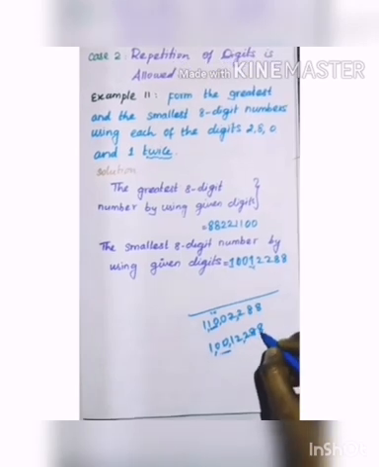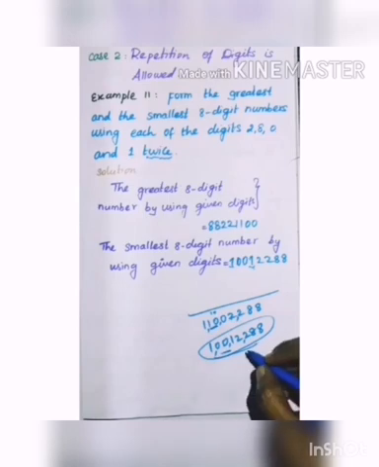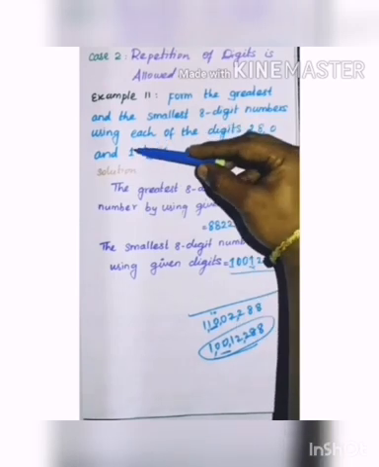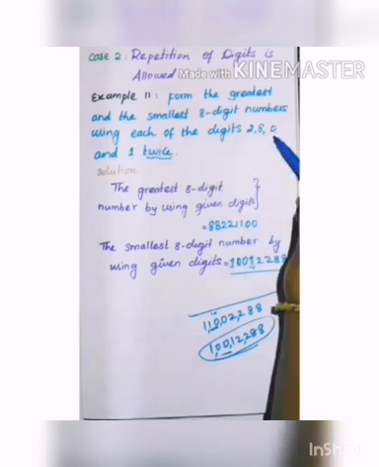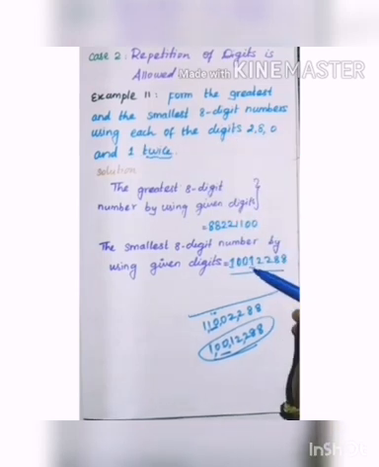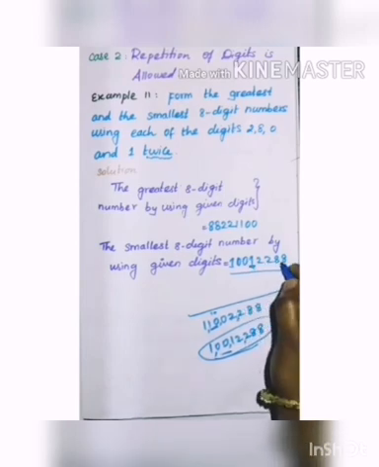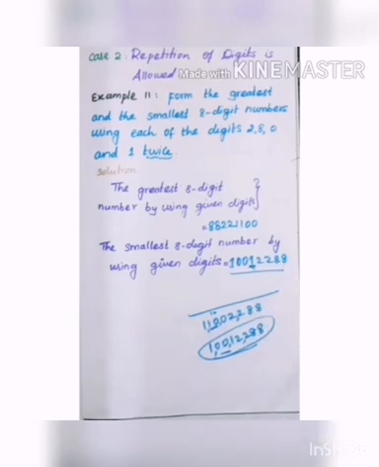So which is smaller? This one is the smaller. So you have to write like this. What do you have to do? First you write the 1 one time. Next, you have to put the 0 two times. After that, you have to fill the 1. Okay. Next, 2 8. So, you have got the smallest 8-digit number.